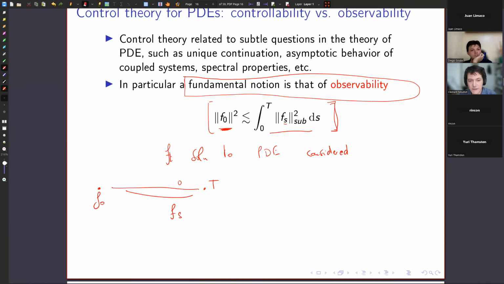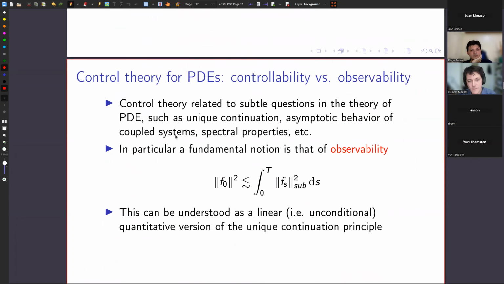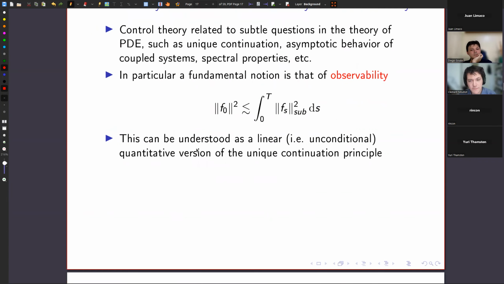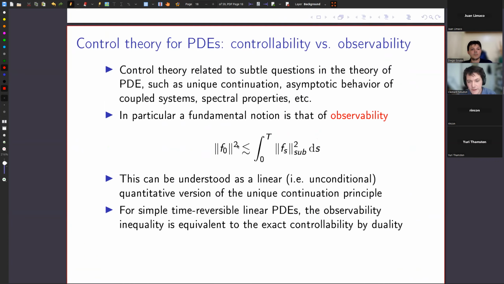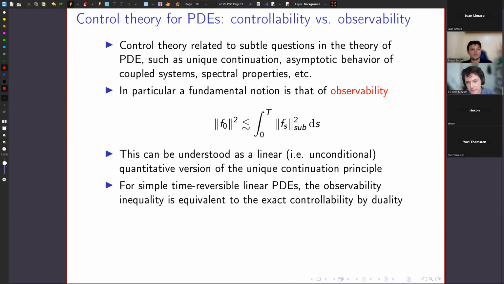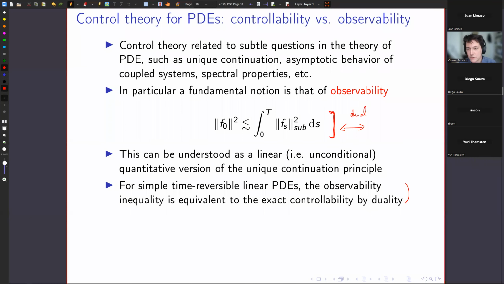So that would be the unique continuation, but it's quantitative. It tells you something more precise than that. Okay, so that will be the sort of thing I'm interested in. It's a linear quantitative version of the unique continuation principle. And it implies, I will explain that in a second, it will be very much connected to the rate of relaxation to the asymptotic state for the solution to the PDE. And this observability inequality is dual in a way, that's what I'm saying, to the controllability.